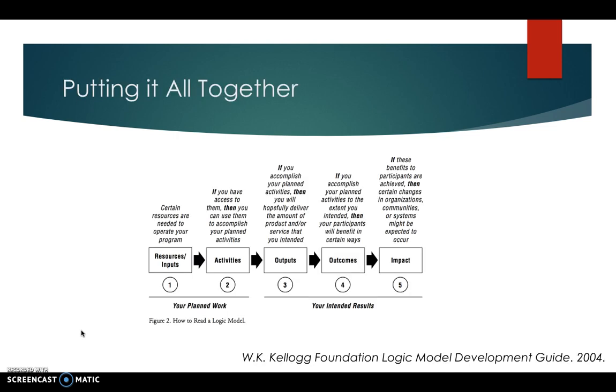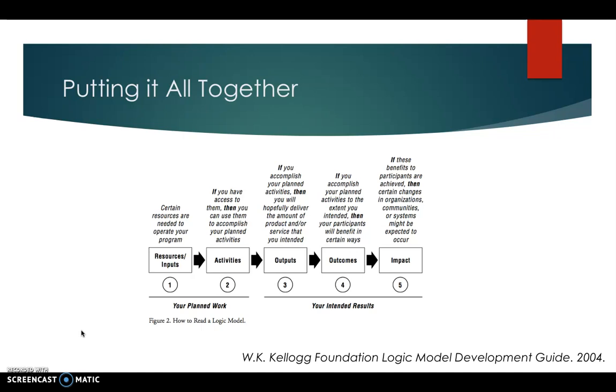This slide shows all the pieces coming together. Using if-then statements, you can check the logic of a program. If these resources are available, we can implement these activities. If we carry out these activities, we will create these specific outputs. If these activities are conducted and these outputs are created, these outcomes will come about. And if these short and medium long-term outcomes occur, we will have the desired impact.